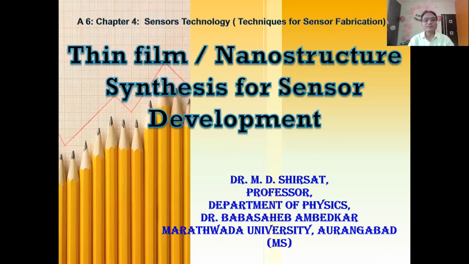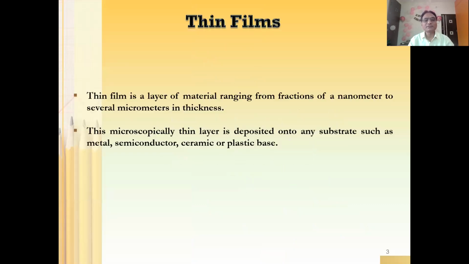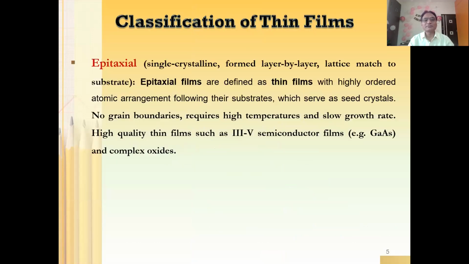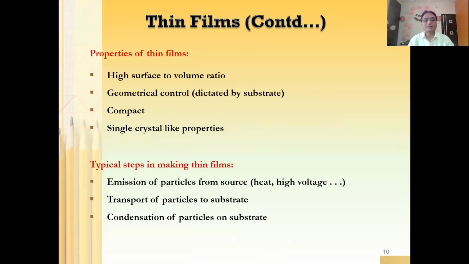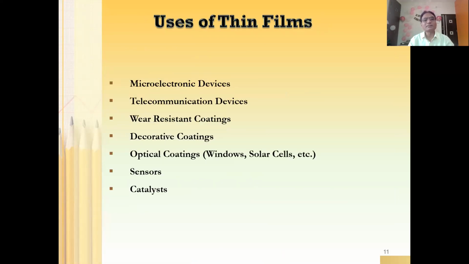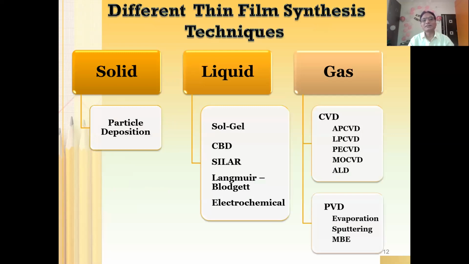This we have already discussed last time. Thin film: we started with the introduction to thin films, and then the classification of thin films, right? And then we discussed the properties, the typical steps involved in making a thin film in general, and the applications of thin film. And then we discussed different techniques. If you really want to grow a thin film, what would be a starting point? The starting point can be solid, liquid, or gaseous phase. But obviously, since we are talking about thin film, the end product is going to be solid, right?